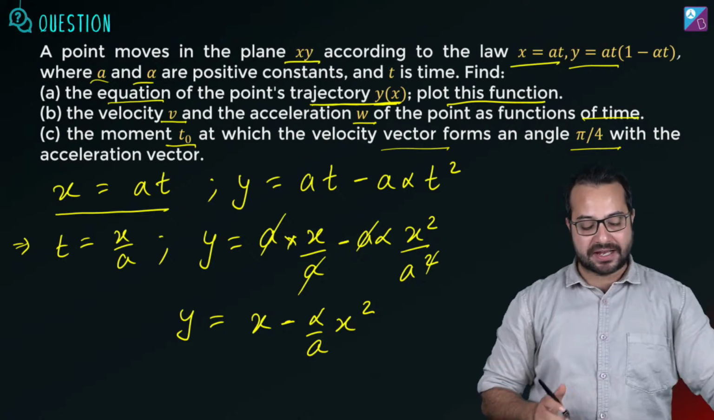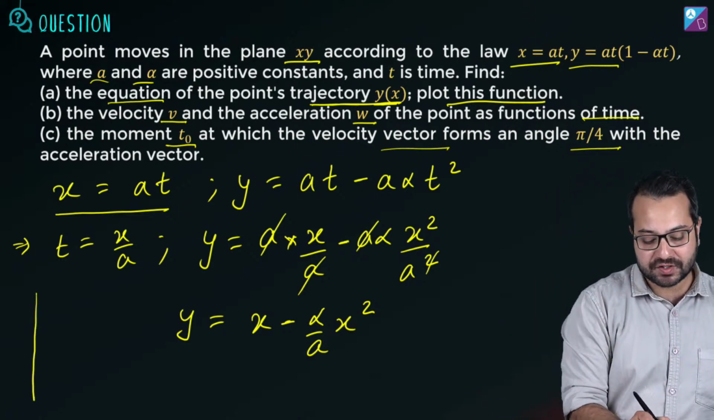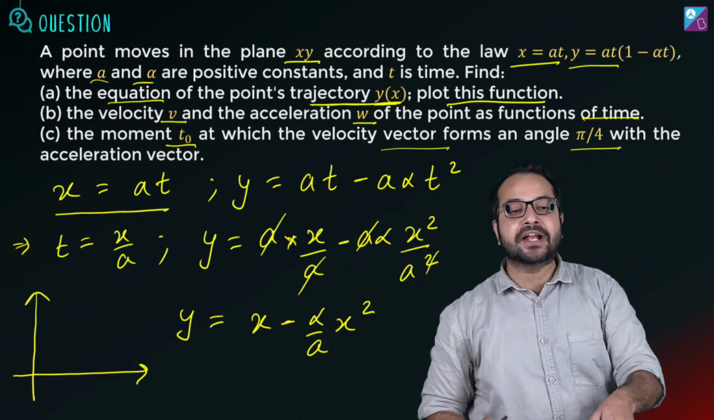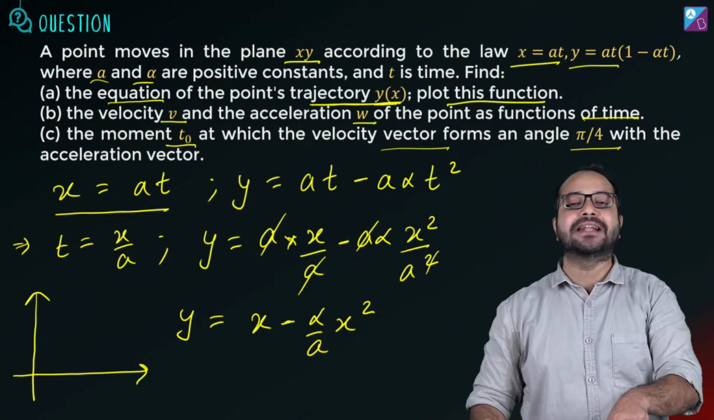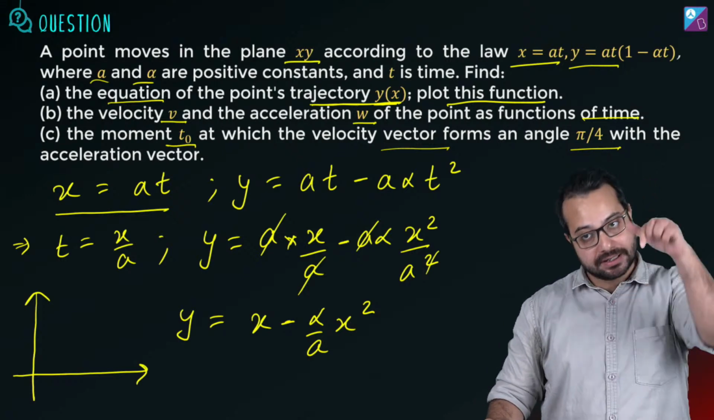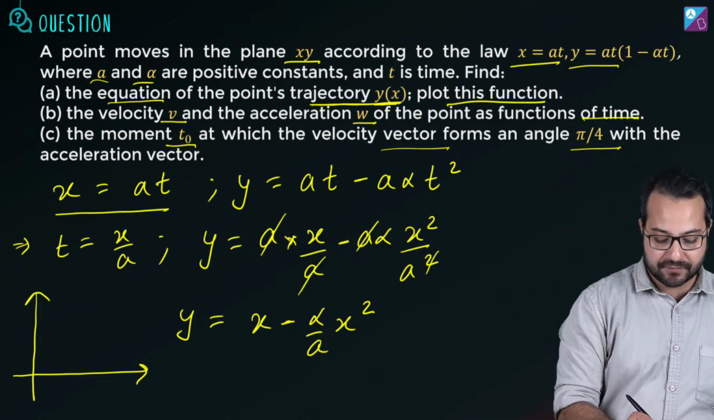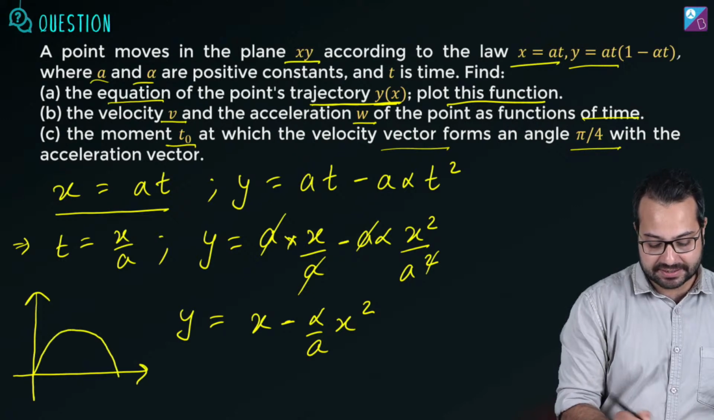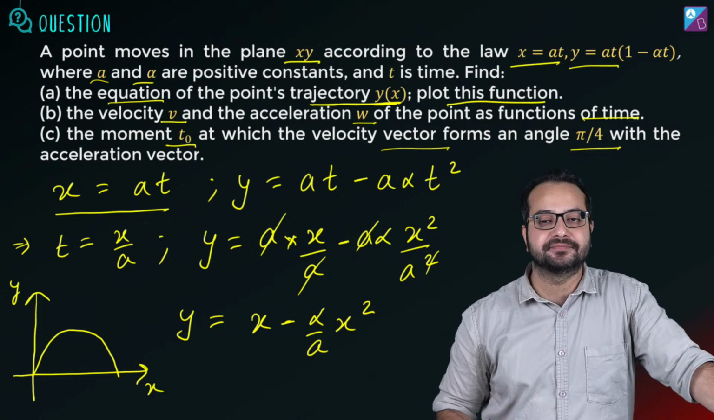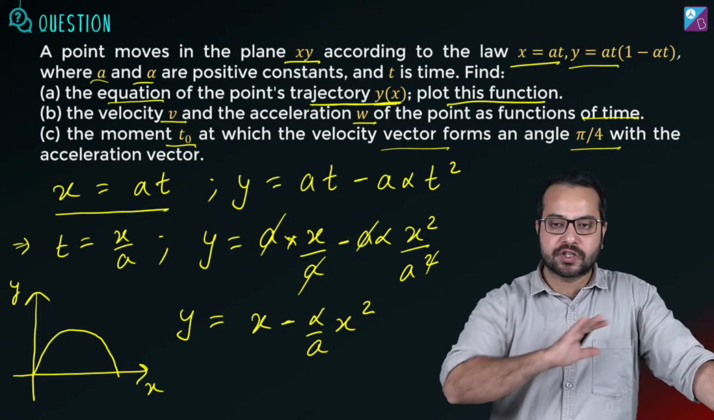Starting from origin, very good. And the coefficient of x square is negative, meaning the parabola is going to be concave downwards. So your graph is going to look like this. This is y, this is x. Correct? Clear? Okay, did you understand?